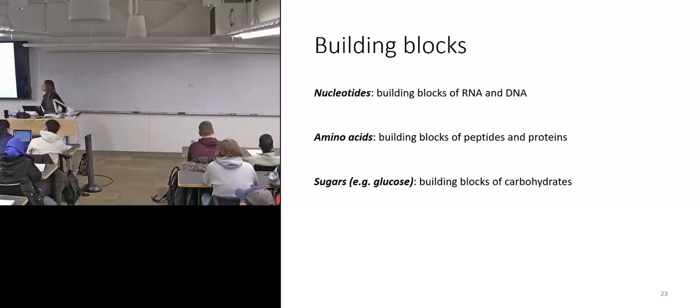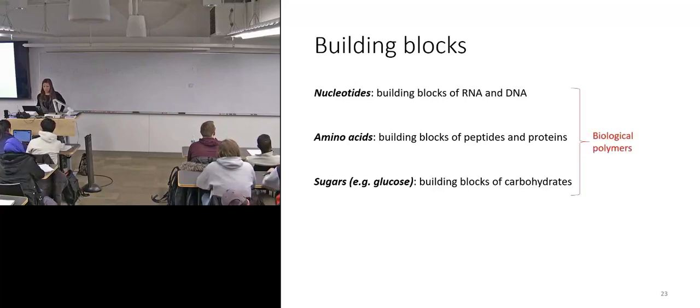We did see this slide last time ever so briefly. So we said nucleotides are the building blocks of RNA and DNA. Amino acids are building blocks of peptides and proteins. Sugars are the building blocks of carbs. And these are all biological polymers.